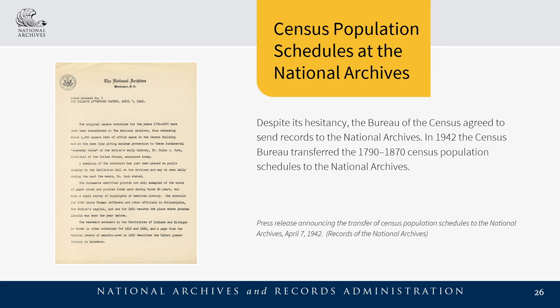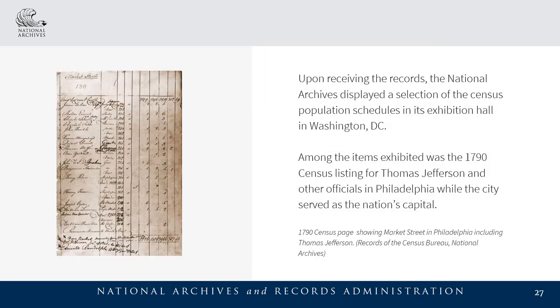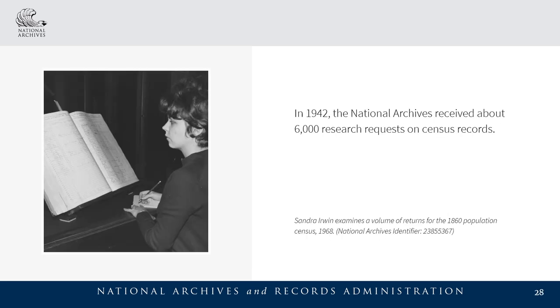It consisted of the original bound population schedules of the 1790 to 1870 censuses, none of which had access restrictions, and they also transferred several other types of Census Bureau records as well. That year, the National Archives displayed a selection of the population schedules in its exhibition hall in Washington, D.C. The exhibit not only provided examples of the kinds of paper and printed forms that were used during those 80 years, but it also included highlights of U.S. history, including the 1790 census page for Thomas Jefferson and other officials in Philadelphia when it was the nation's capital. That first year, the National Archives received about 6,000 requests for census population schedules.